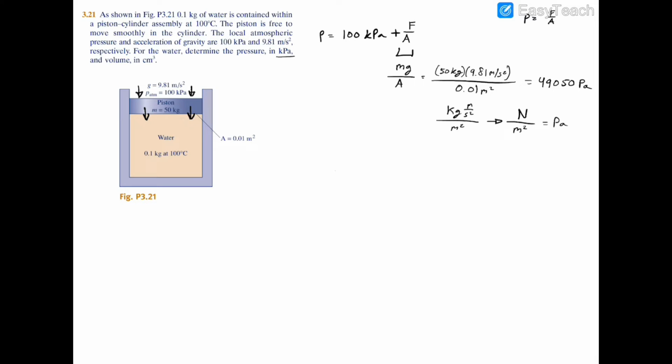So now if we take the summation of the atmospheric pressure and the pressure induced by the piston, the pressure P equals 100 kilopascals plus this pressure here, so I'll draw an arrow to it, 49.05 kilopascals. You just divide by 1,000, and so we add 49.05 kilopascals, and your total pressure equals 149.05 kilopascals.